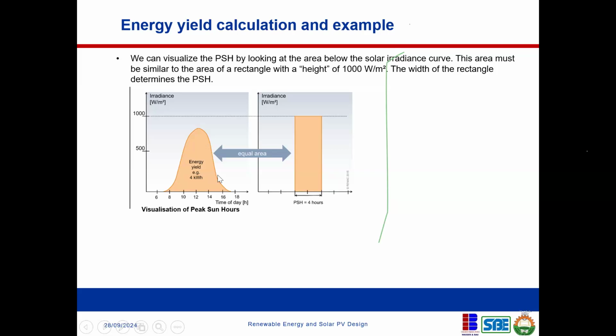Now, let us compress all of this into a rectangle and push it up to 1,000 watts. If you do that, you can see that maybe the peak sun hour will be around 4 hours. Okay, so that's what peak sun hour actually means. So this whole sun part is now compressed. The area under this shade is equal to this rectangle, and this is what is called peak sun hour.